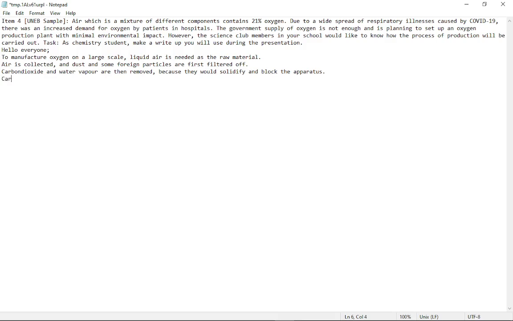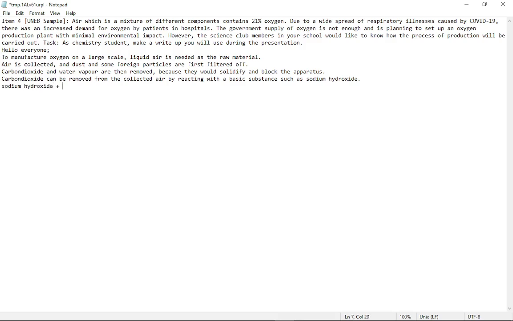So carbon dioxide, for example, can be removed from the collected air by reacting it with a basic substance such as sodium hydroxide.